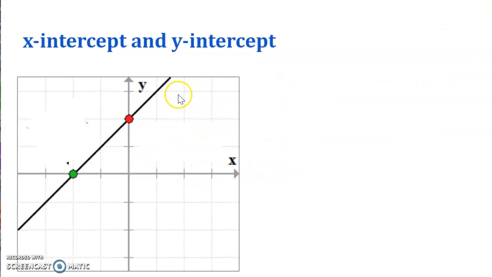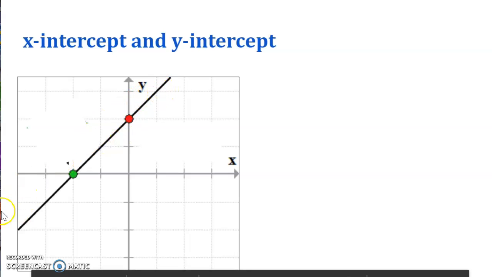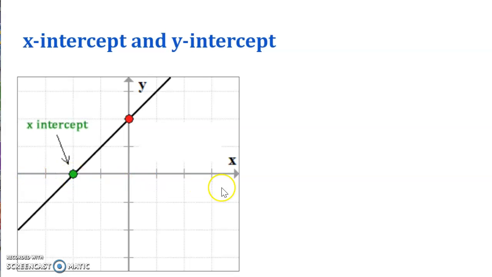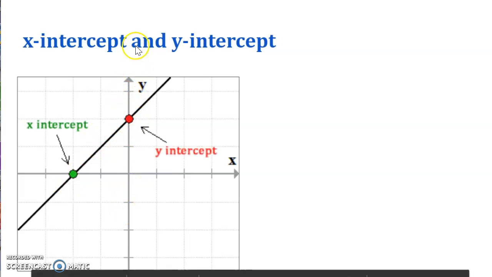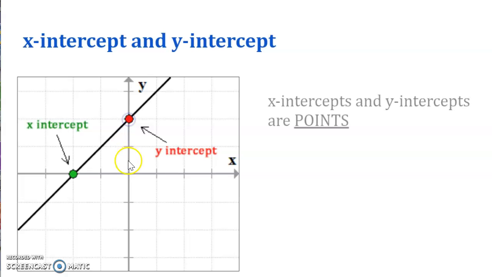So if you have a look at this graph, where is this straight line crossing or interrupting the x and y-axis? First of all, the green point is where the graph is interrupting or intercepting the x-axis. That's the x-axis, and so we call that the x-intercept. This red point is where the y-axis is intercepted, so we call that the y-intercept.